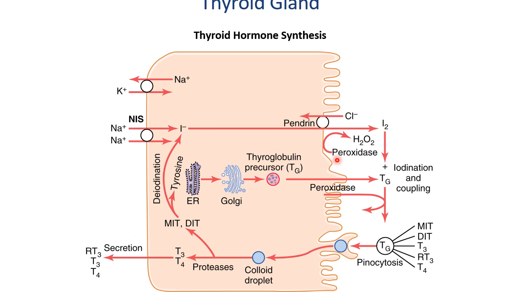All of these processes are stimulated by thyroid stimulating hormone or thyrotropin, which is secreted by the anterior pituitary gland.